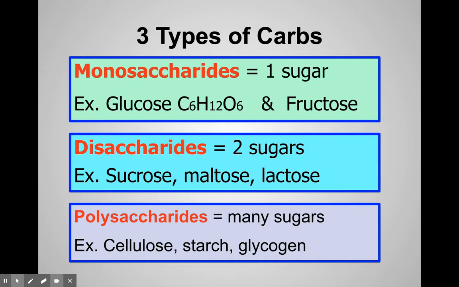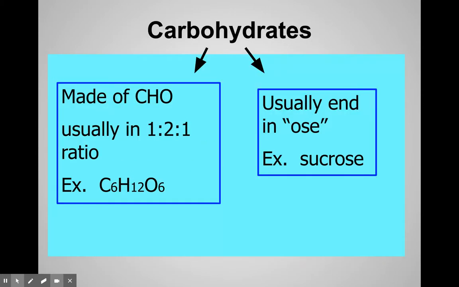Saccharides are sugars, okay? Mono means 1, so a monosaccharide is 1 sugar. Disaccharide, di means 2, so that's 2 sugars. And then polysaccharide, poly means many, so those have many sugars. Examples of each of these we use literally on a daily basis.